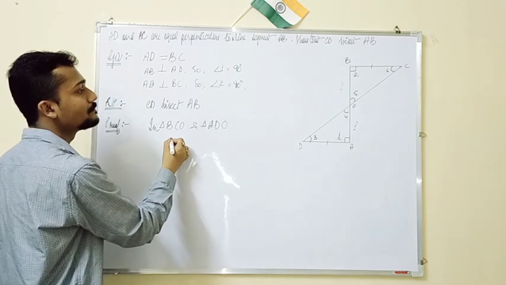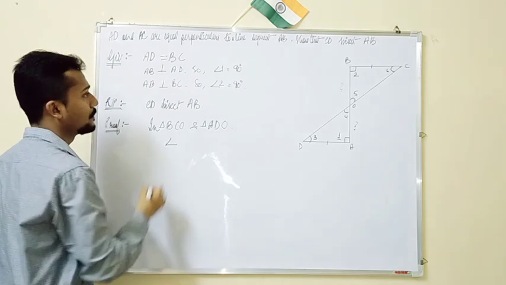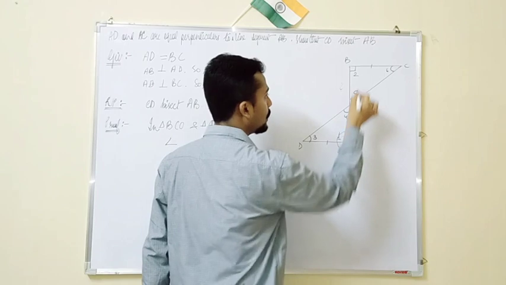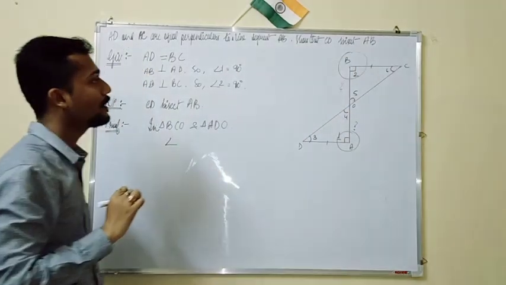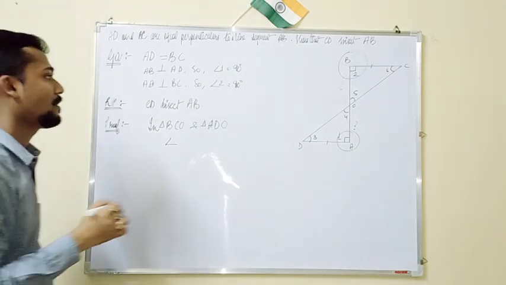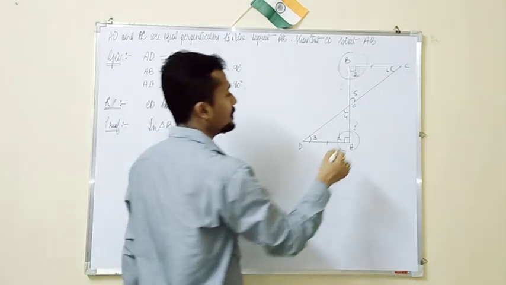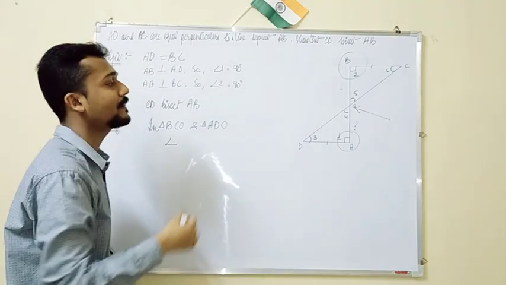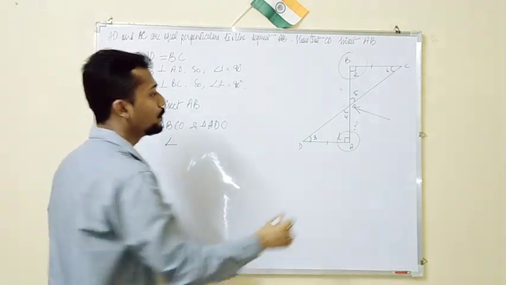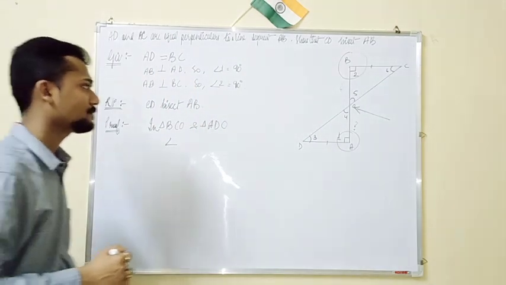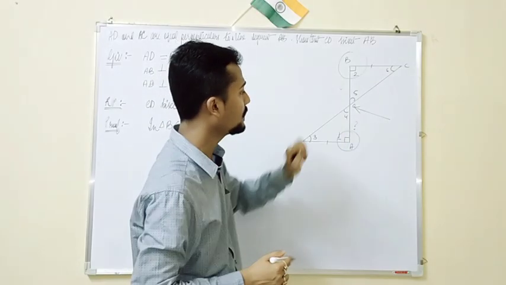Angle 1 is equal to angle 2. Both these angles measure 90 degrees, so they are equal. And another thing, these two angles are also equal, aren't they? That means angle 4 and angle 5 both are equal. Why? Vertically opposite angles. If both are equal to one another, what can we say?